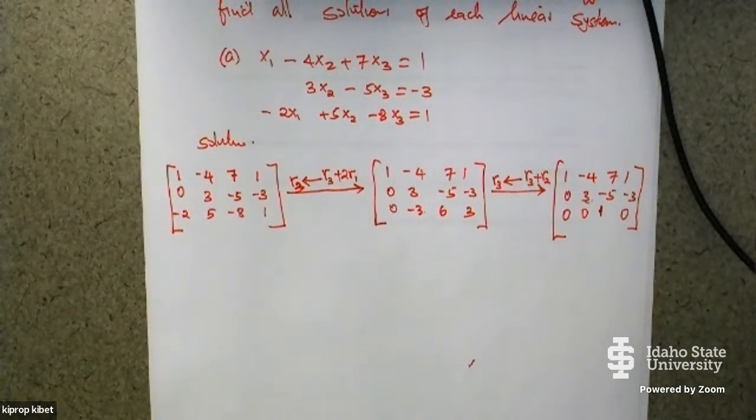Step number 3. Is there a contradictory row? A contradictory row is where all these are zeros, and then we have a nonzero entry after the bar.